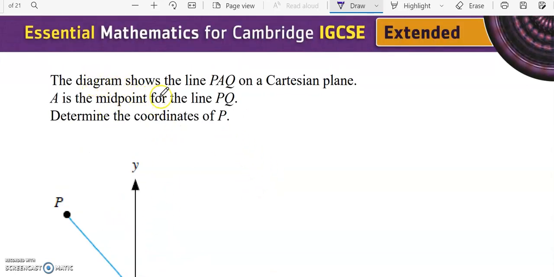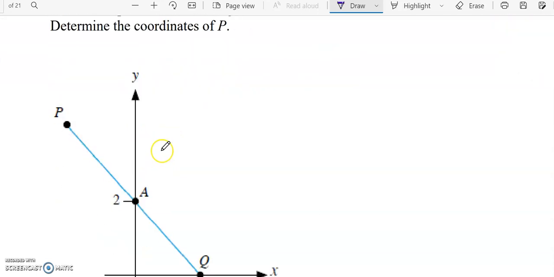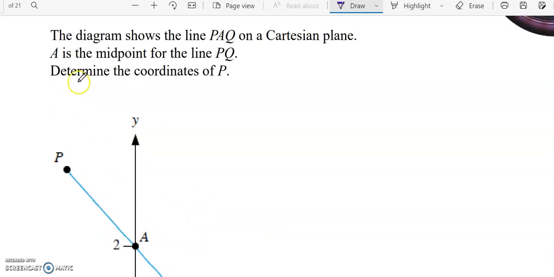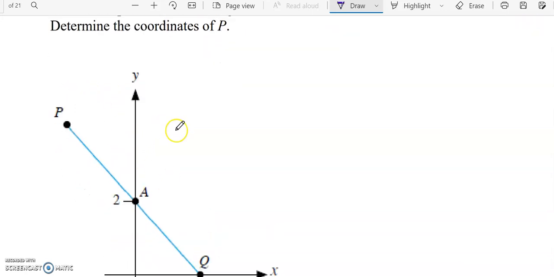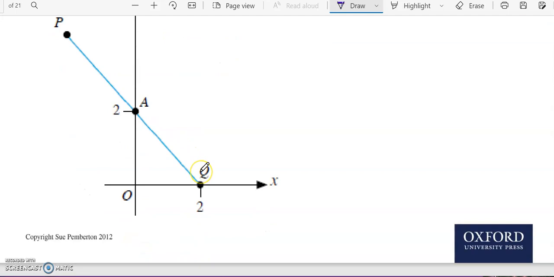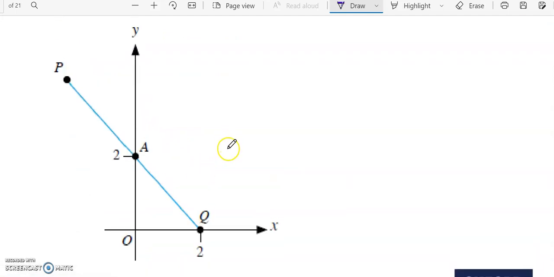The diagram shows the line PAQ on a Cartesian plane. A is the midpoint of the line PQ. Determine the coordinates of P. So this time it is the other way around. They give you the midpoint and one of the coordinates, so you have to find the other coordinate. So we have point A as (0, 2).